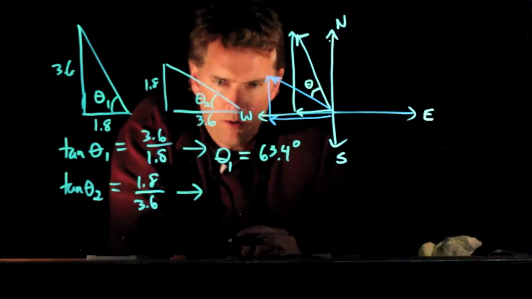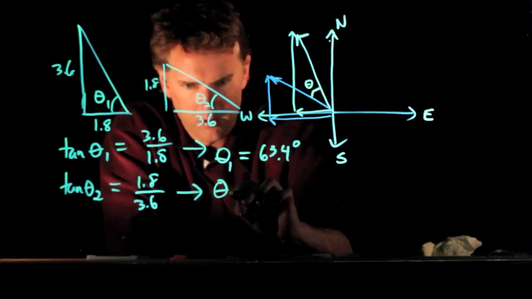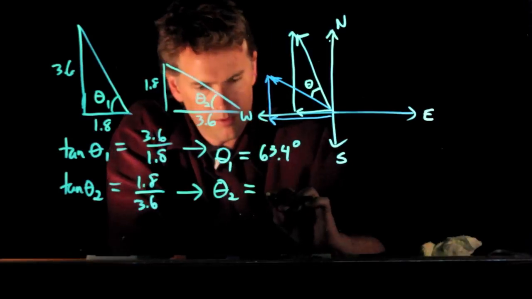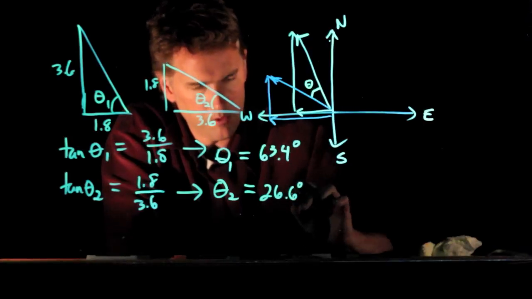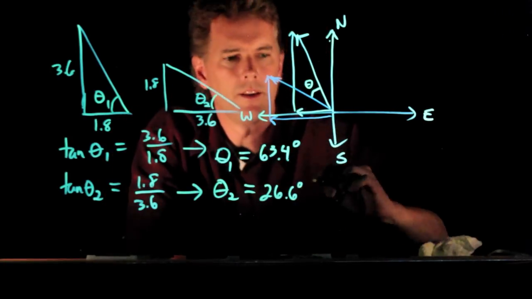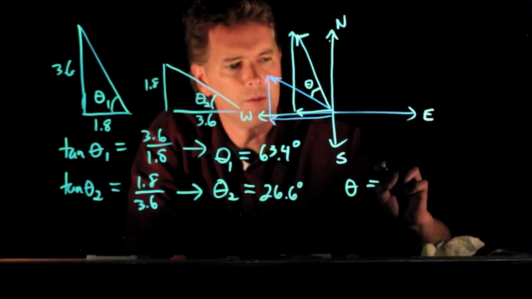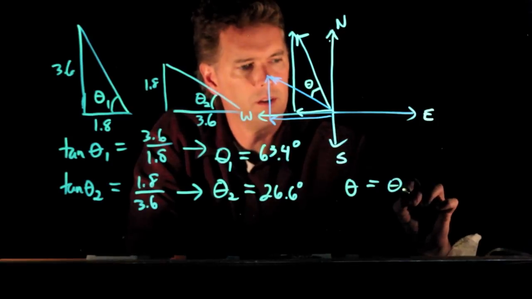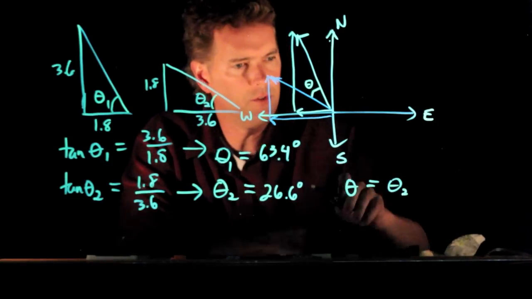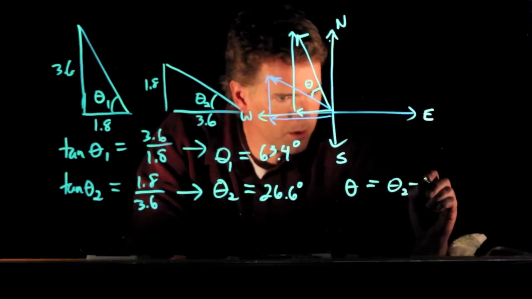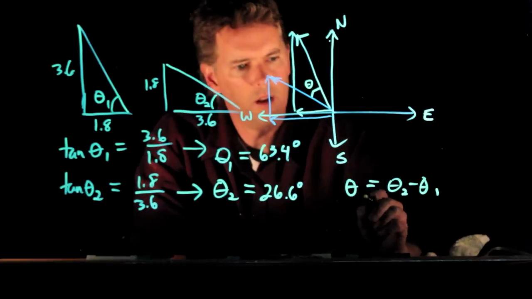Arctangent of 1.8 over 3.6 is 26.6 degrees. And now we want the difference between those two. Theta 2, well, let's leave it like that. Theta 2 minus theta 1.